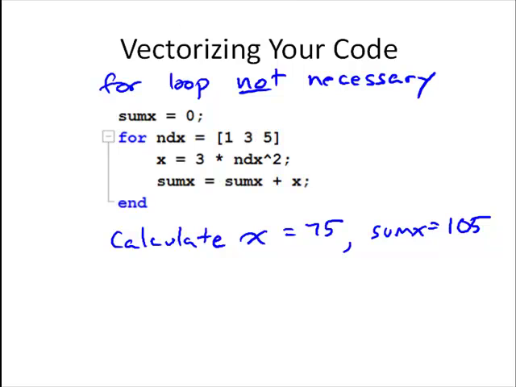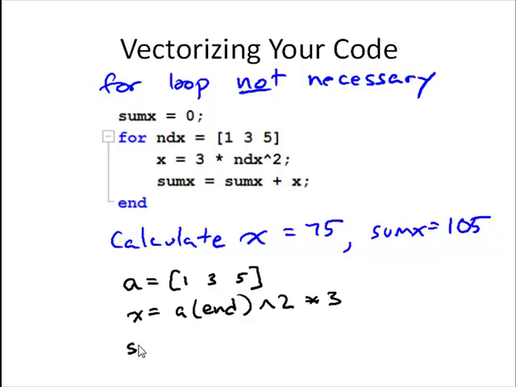Okay, so hopefully you've taken a minute to try and figure this out on your own, but you should come up with the following result. We can do this exact same calculation with vectorized code, or in other words, using the vector operations we've already learned. We could define a variable a equal to 1, 3, 5. To find x, that's just the last element of a squared times 3, and sum x would be equal to the sum of 3 times the elements of a, and we want to square each element.